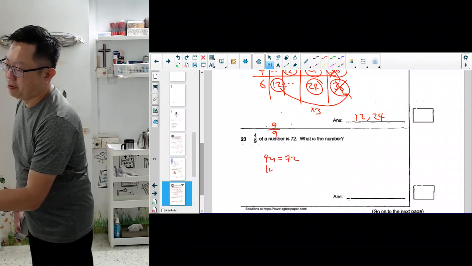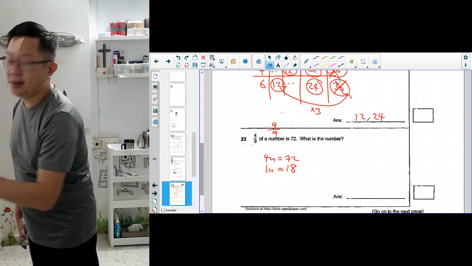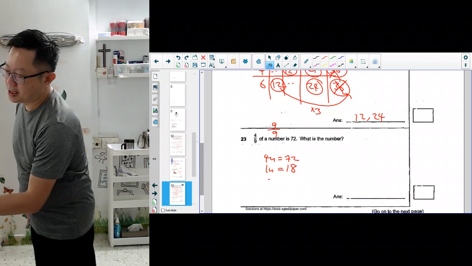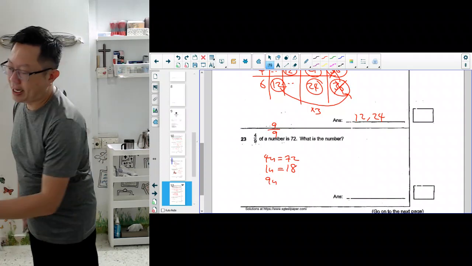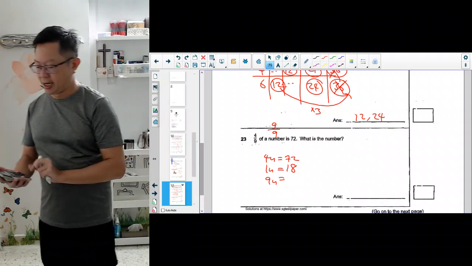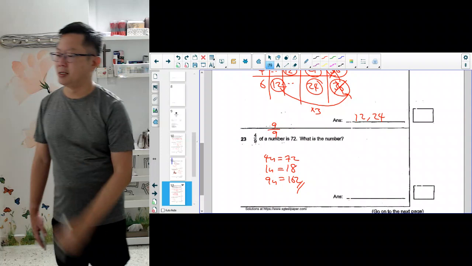1 over 9 will be 1 unit, and 72 divided by 4, you get 18. Then what is the number? The number is 9 over 9, which is 9 units. So that will be 18 times 9. So what is 18 times 9? And you will get the number, which is 162. So your number is 162.